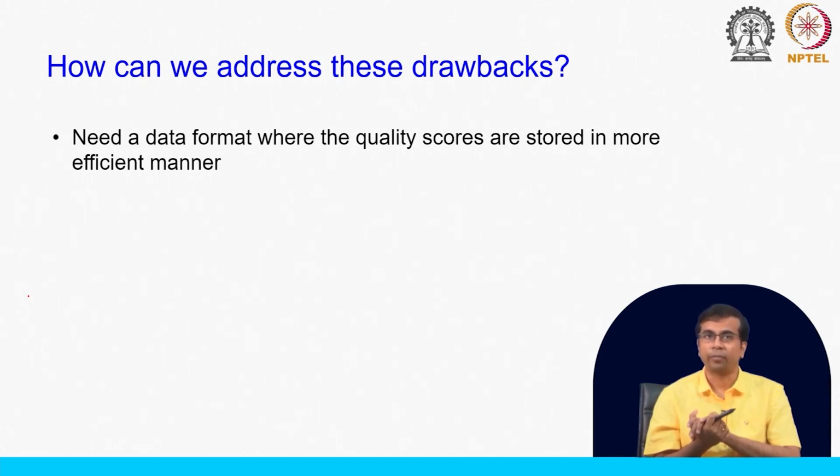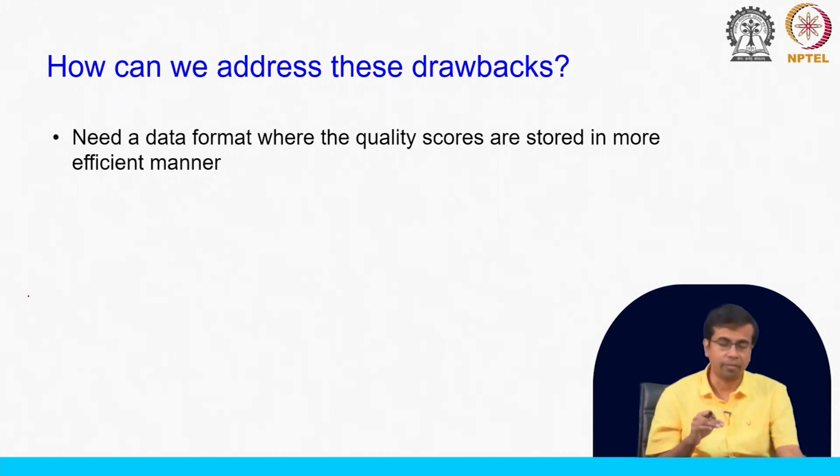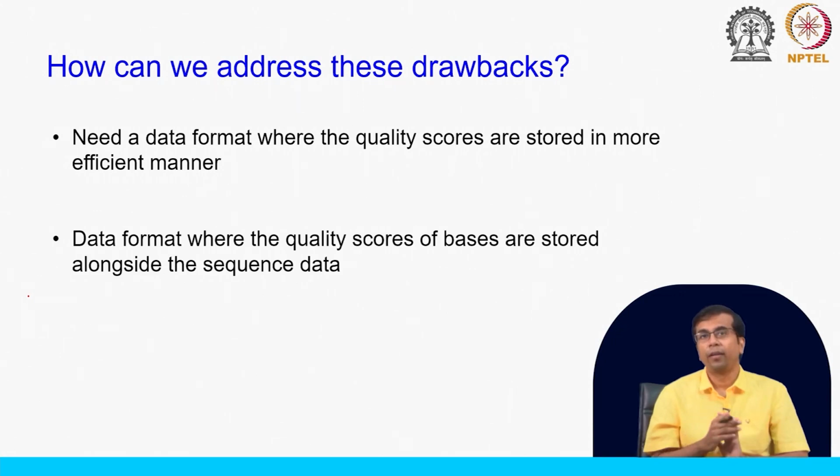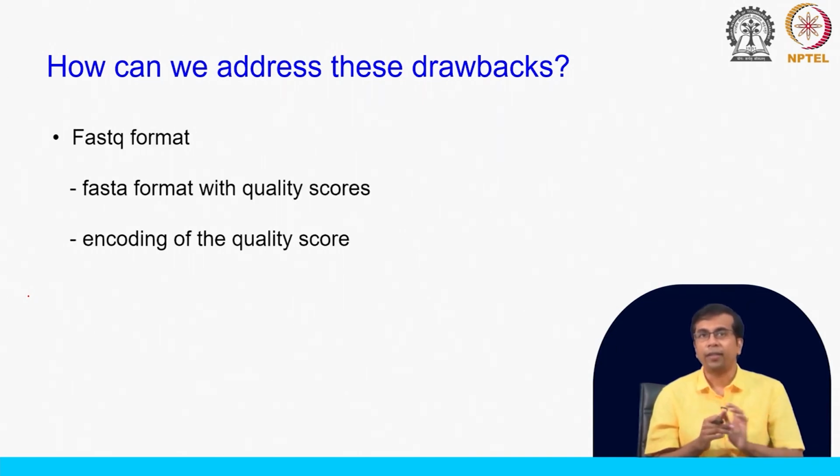So, this is something that probably is desired, right. So, we need a data format where the quality scores can be stored in a more efficient manner, and also where the data quality scores are stored alongside the sequence data, right. If we can fulfill these two requirements, that will be of great help for us. And it turns out that there is a data format that has been defined now, where you can do this. It is actually called the FASTQ format.